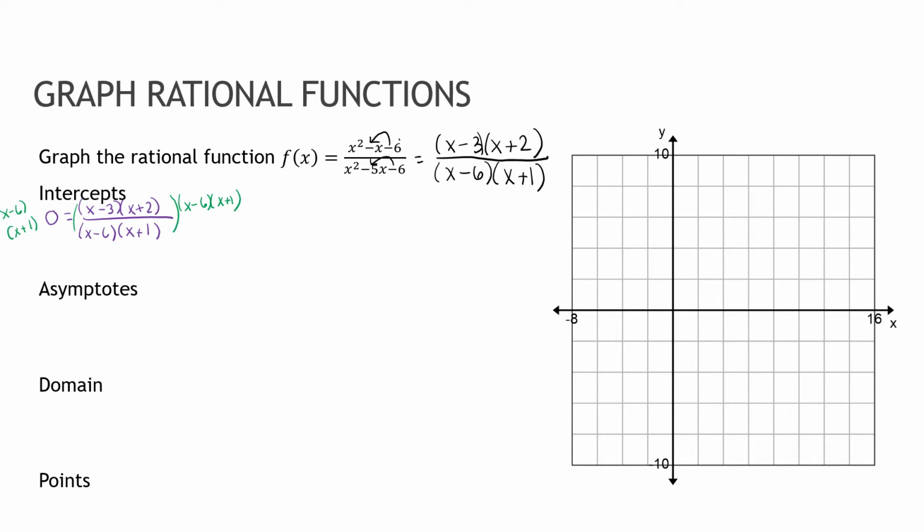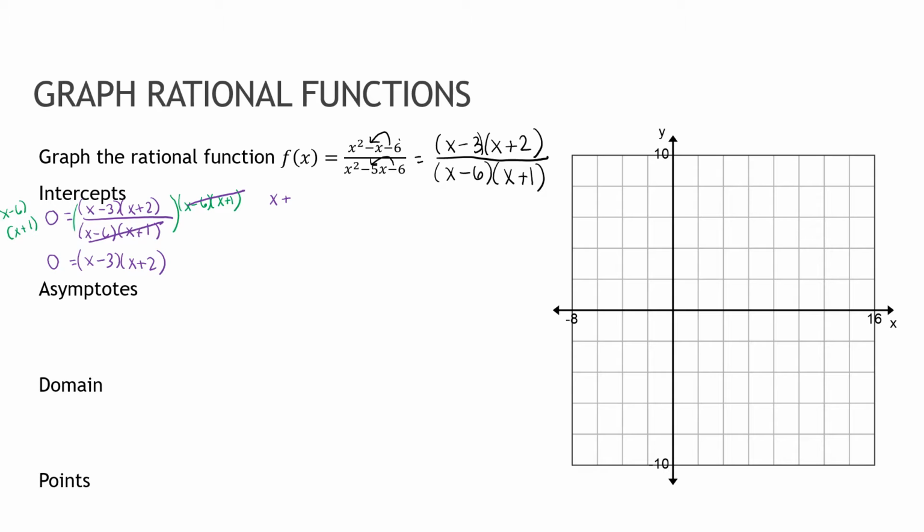Now on the left side, I can see that I'm still going to have 0 because anything times 0 is 0. And on the right side, things cancel. So what I'm basically saying is I only care about the numerator when I'm solving. The denominator only tells me where to restrict my domain. So I have 0 equals x minus 3 times x plus 2.